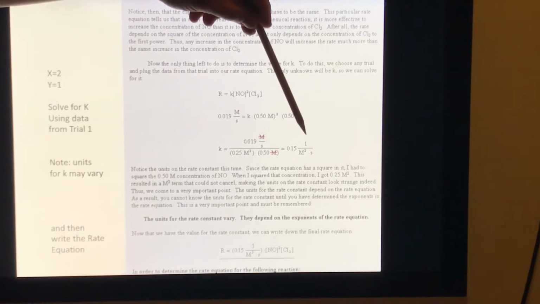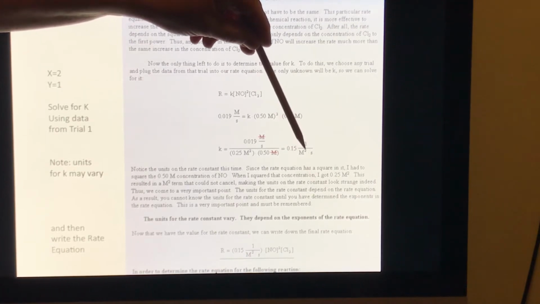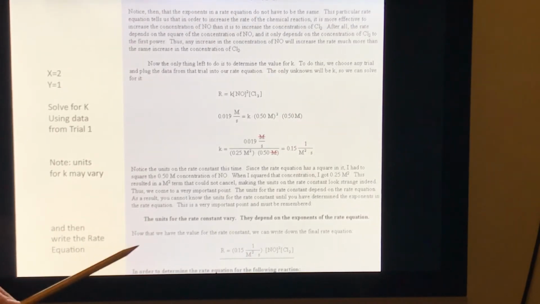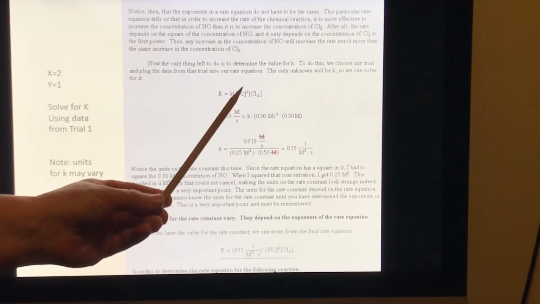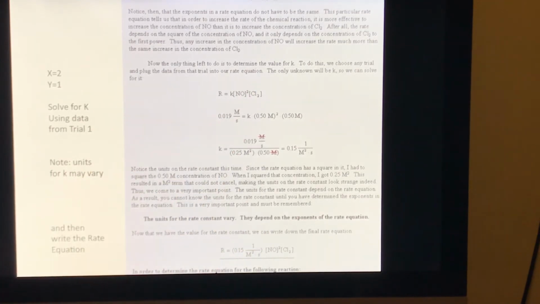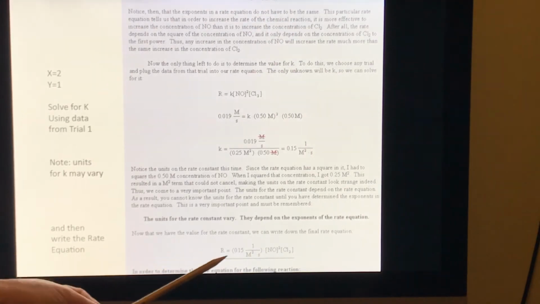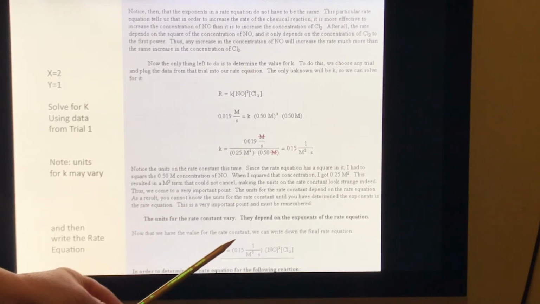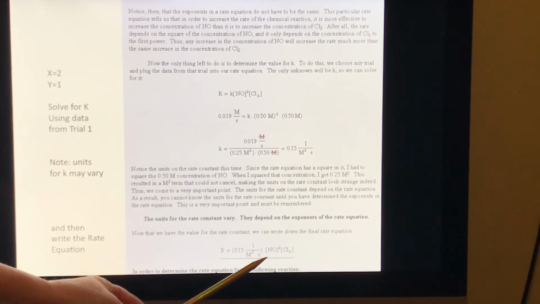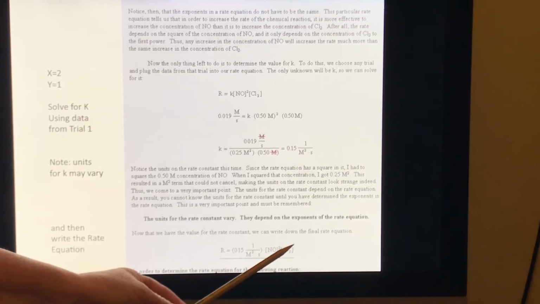And so here we have an interesting unit for K that emerges. It's 1 over the mole squared times seconds. The book points out that the units for the rate constant will vary because they depend on the exponents of the rate equation. Then once we have our K, which is here, we can plug it into the final version of the rate equation. So we have R equals this K that we solved for times the NO to the second power times the Cl2 to the first power.